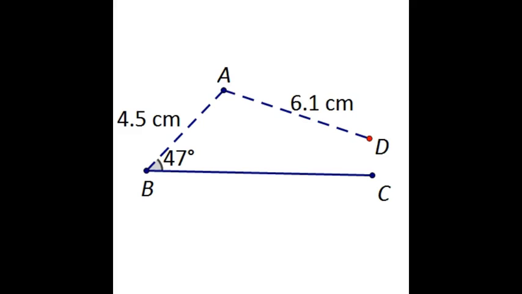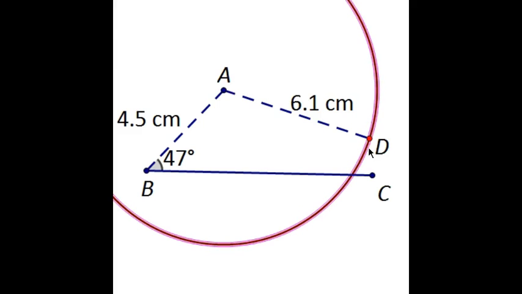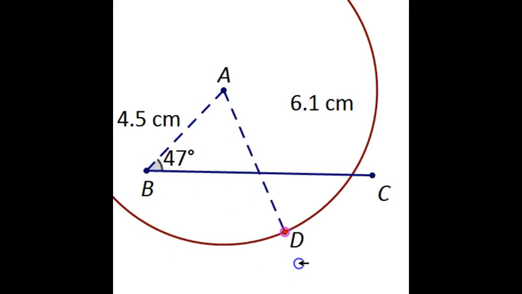Here's a third way to get only one triangle. I've got sides of 4.5, 6.1 and an angle of 47. Let's see what happens when I rotate that 6.1. It meets here. I get a triangle ABD there. That's one triangle, but the line segment is too long to allow D to meet the third side again. So I've only got one triangle.